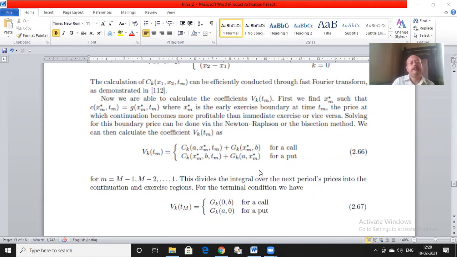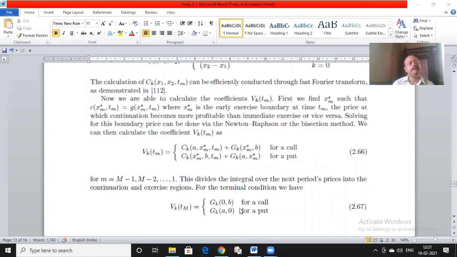Now, why is backward induction easy? Because if I were at the last time point, to begin with, let us start with the last time point. There is no continuation. So I don't have any C terms for my Vk. So if I were at T capital M, which is the expiry, capital T, then my calculation is pretty much straightforward. And because exercise is mandatory, the exercise boundary is actually 0. So the last period calculation is pretty much simple.